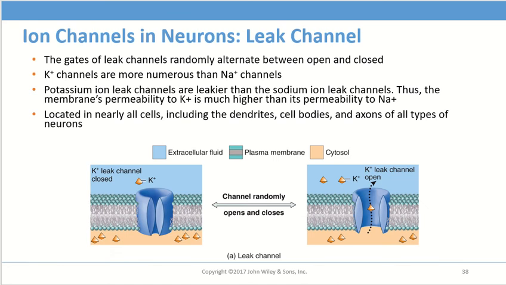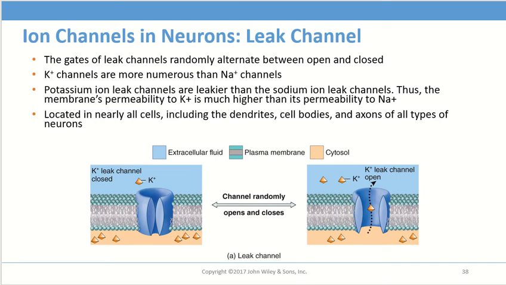So we have a couple of different types of ion channels that are present in neurons. The first one that we're going to discuss is the leak channel. So the gates of a leak channel are going to kind of randomly open or close. They're just going to alternate between open and closed randomly. Potassium channels, these potassium leak channels, are going to be more numerous than sodium channels. And potassium ion leak channels are going to be leakier than sodium ion leak channels.